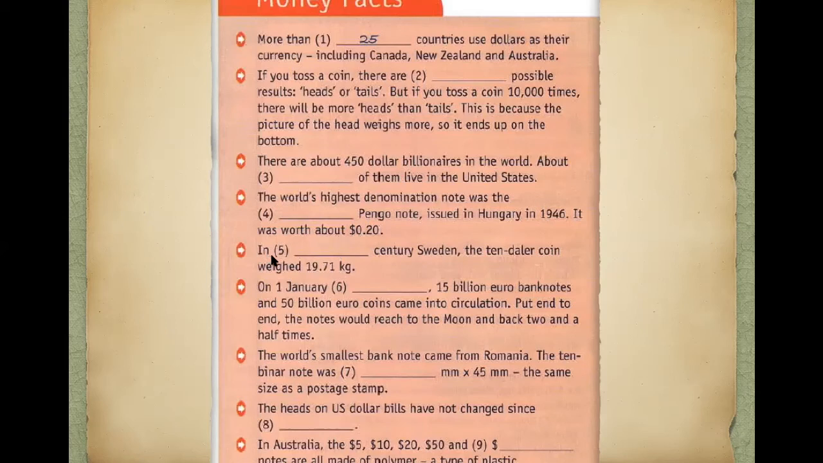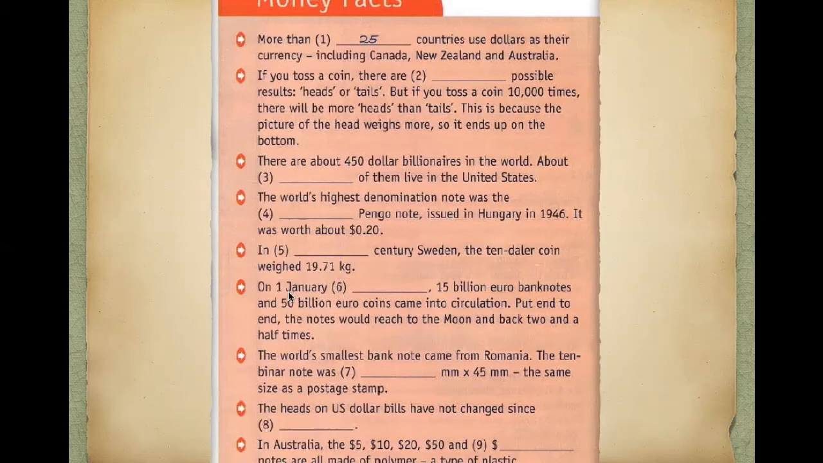Number 5. In 17th century Sweden, the $10 coin weighed 19.71 kilograms. En el siglo XVII, en Suecia, el $10, que es una medida que había en Suecia, dice que pesaba como 19 kilos, .71. Wow. What about the next one?